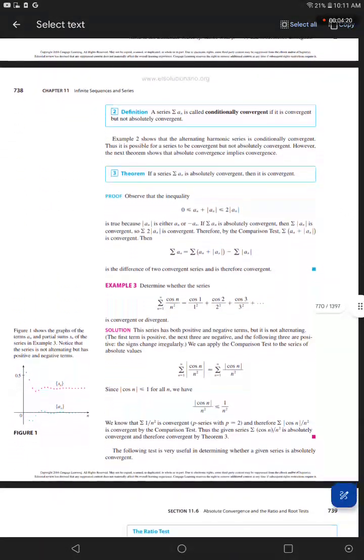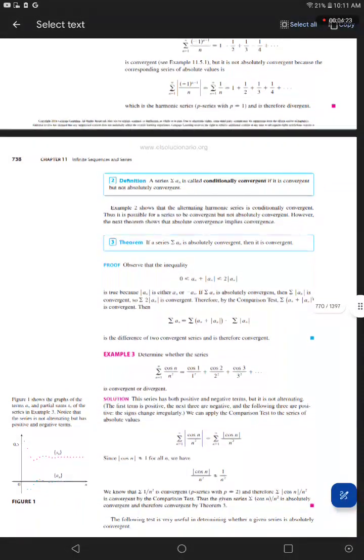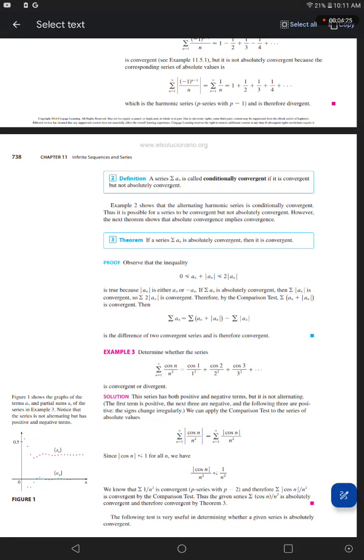Definition 2. A series, the sum of a sub n, is called conditionally convergent if it is convergent but not absolutely convergent. Example 2 shows that the alternating harmonic series is conditionally convergent. Thus, it is possible for a series to be convergent but not absolutely convergent. However, the next theorem shows that absolute convergence implies convergence.